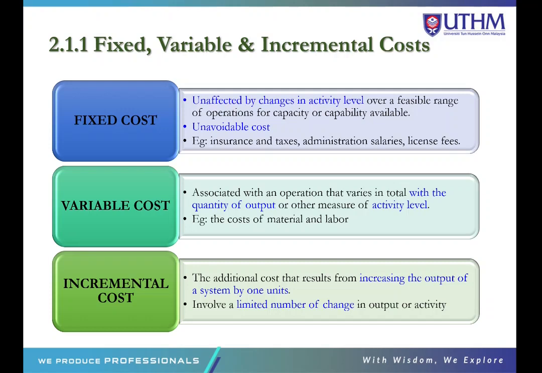And the second one is the variable cost. It is associated with an operation that varies in total with the quantity of output or other measure of activity levels. For example, the cost of material and labor. Simply said, variable cost depends on the level of output or level of activities. The third one is incremental cost. Incremental cost is the additional cost that results from increasing the output of a system by 1 unit.